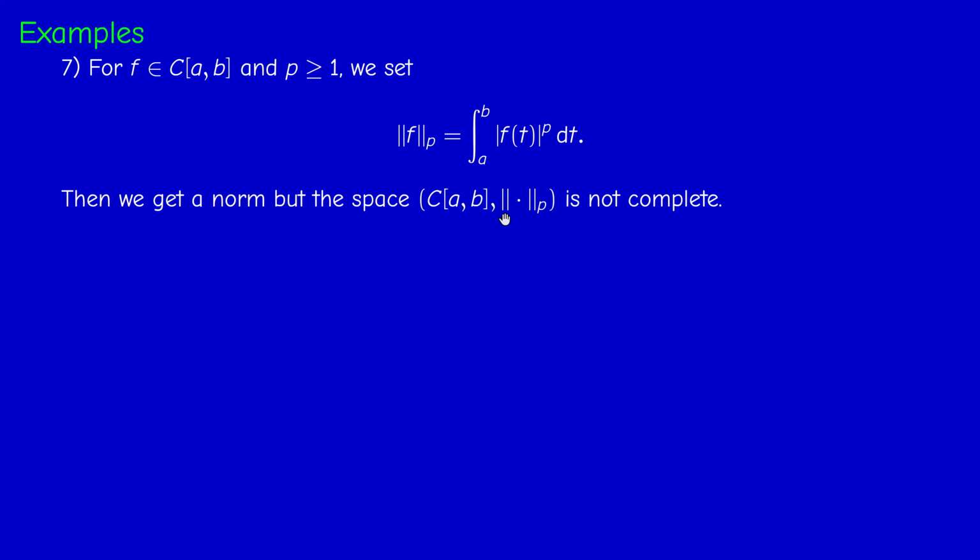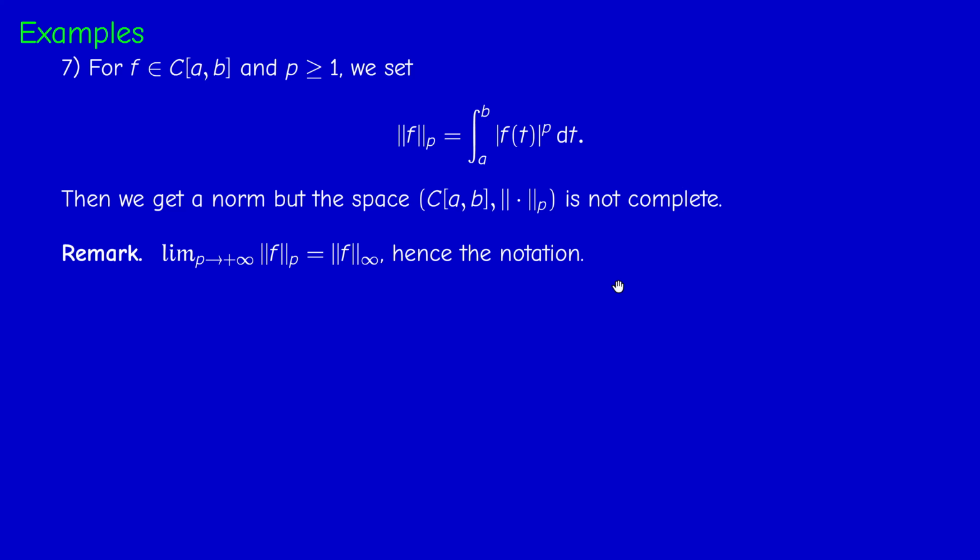How do we prove that? It's enough to find a Cauchy sequence, a sequence of continuous functions, which is Cauchy in this norm but converges to a discontinuous function. This is the idea of the proof. Okay, so it's raised to the power 1 over p. So this space is not complete.